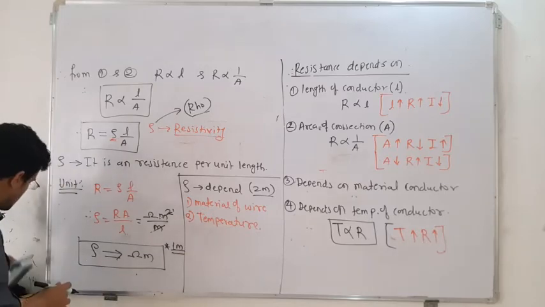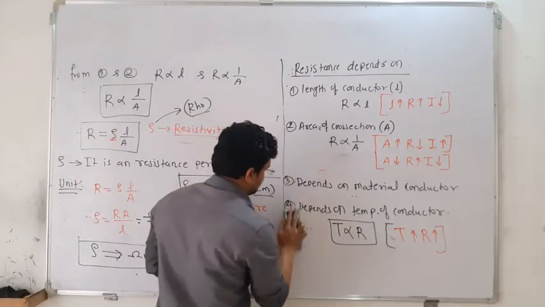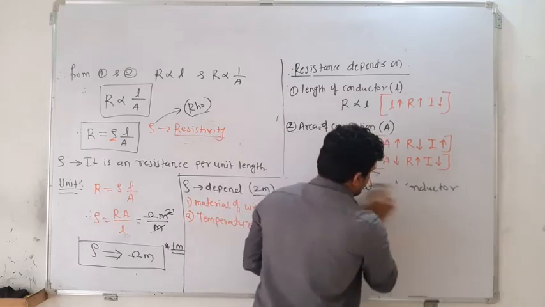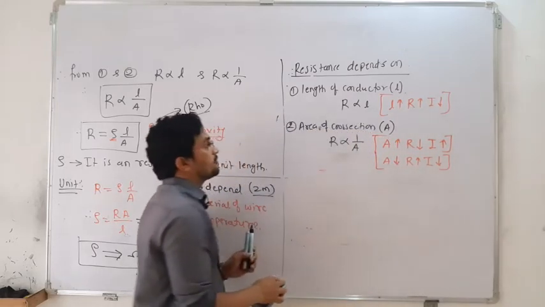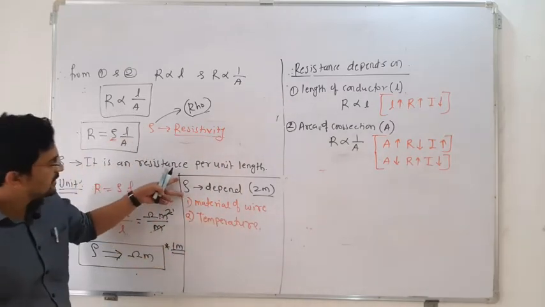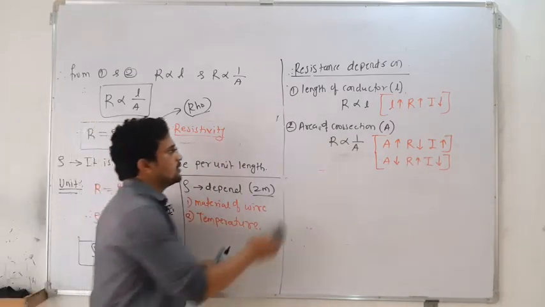Now I will tell you by example how this depends. Don't confuse resistance and resistivity, they are different. Resistance depends on four parameters, but resistivity depends only on two parameters.